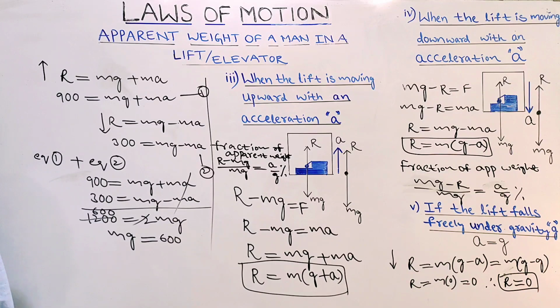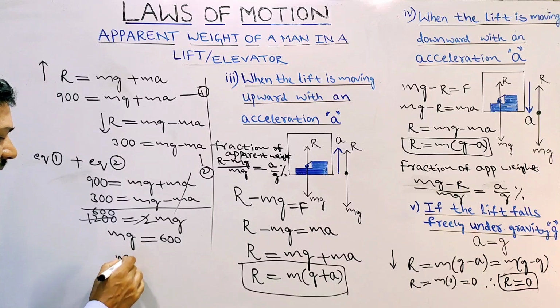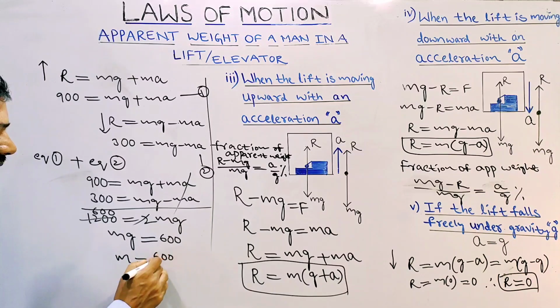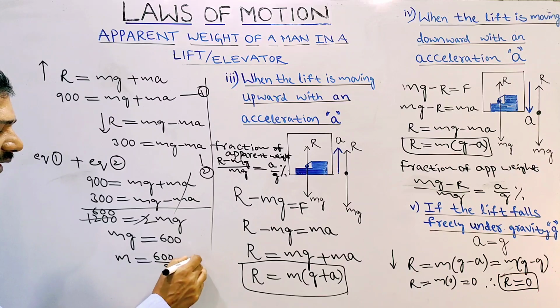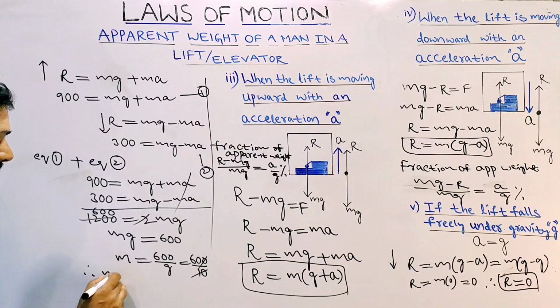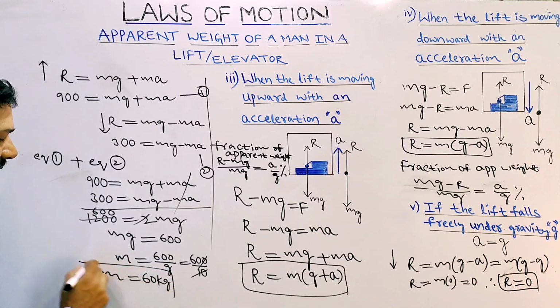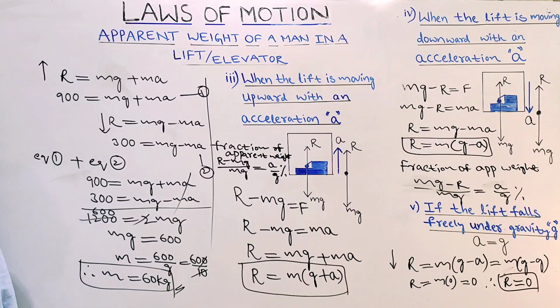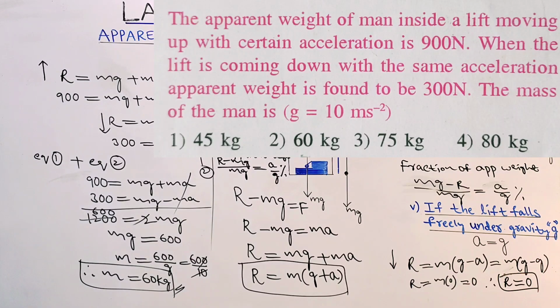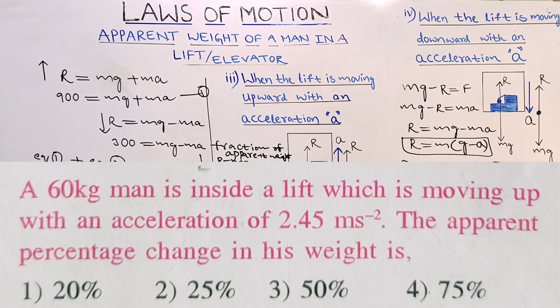We need only the m value, the mass of the man they are asking. So m equal to 600 by g. Here g is given as 10. The 0 and this 0 cancel. Therefore mass is 60 kilograms. Which option is correct in this? Mass m is 60, so the second option is the correct option. Next question, you can check on screen.